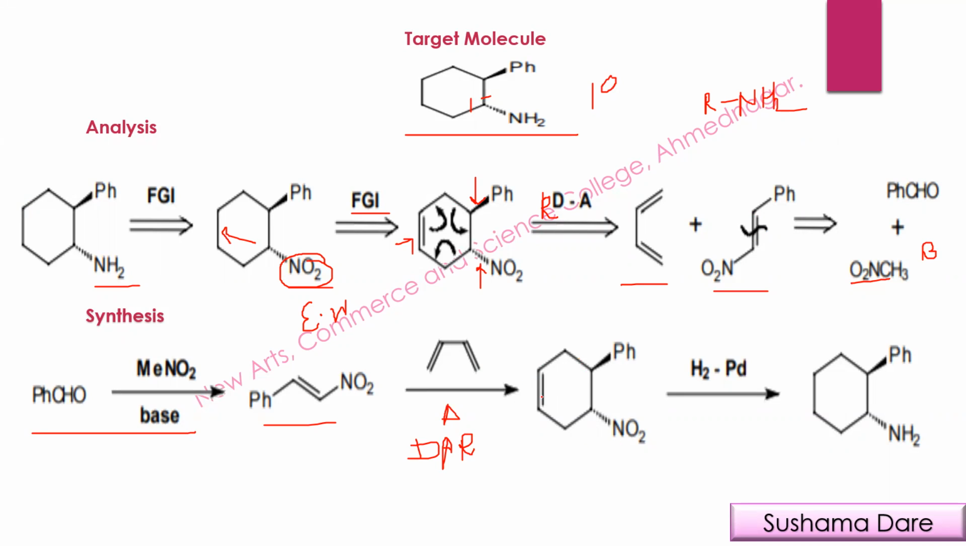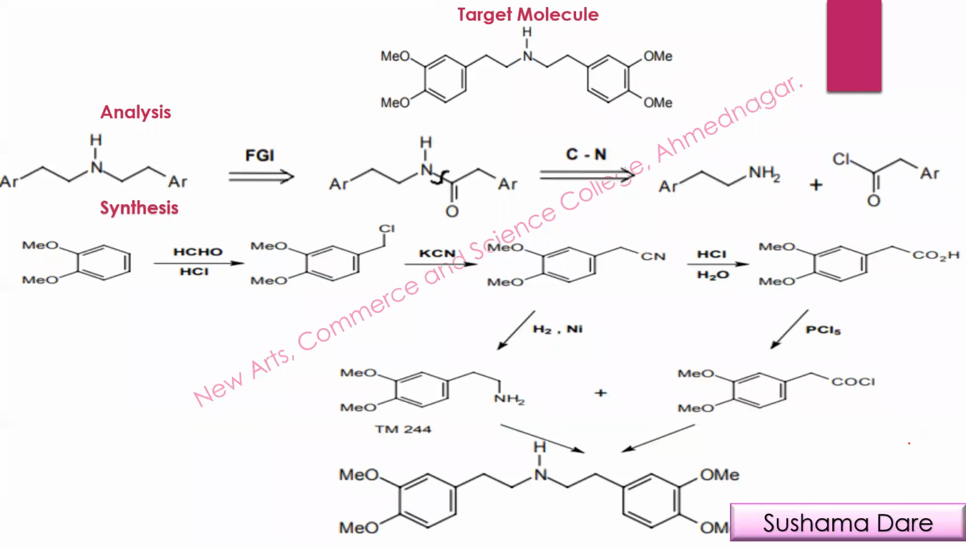Next, you don't want this double bond, so we have to reduce it. At the same time, this NO2 group also has to be reduced, and that can be done by the reaction with H2, palladium on carbon. So the double bond and the NO2 group are reduced at the same time, and it gives the target molecule.